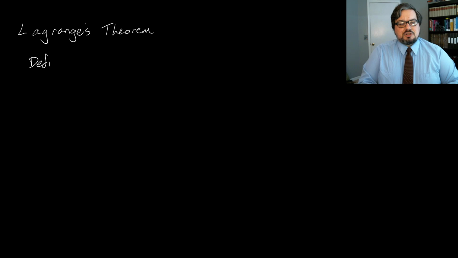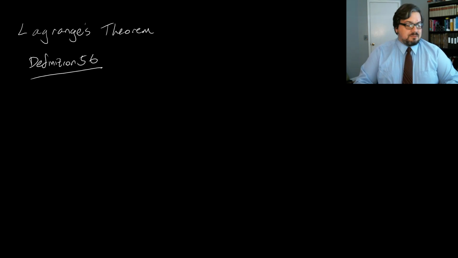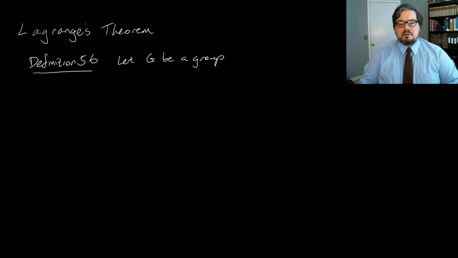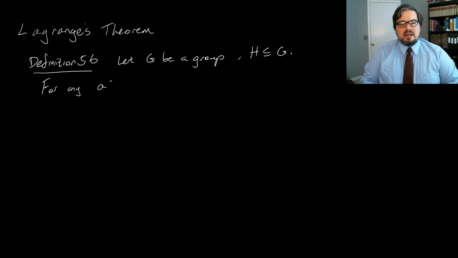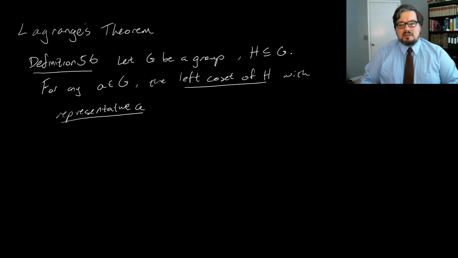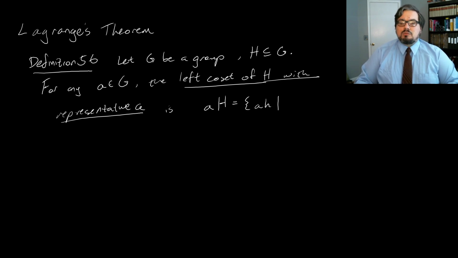So let's start with definition 56. Definition 56 is the following. Let's let G be a group and H a subset of G. For any element A of the group, the left coset of H with representative A is the set which we denote AH. And as the notation suggests, this is the set of all products A times H, where H comes from the set big H.